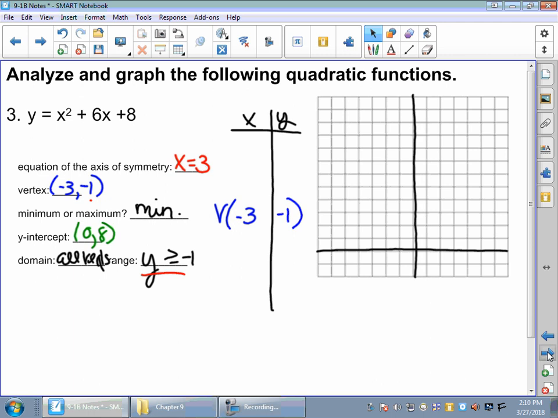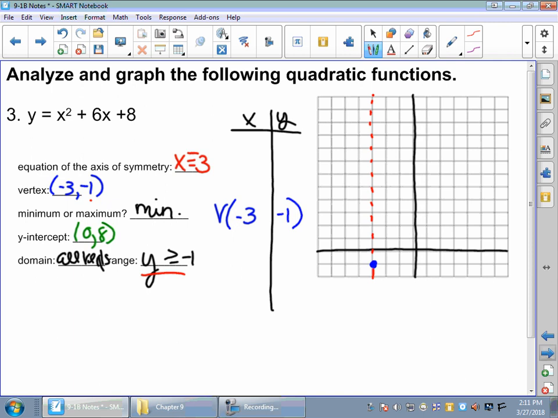Oh, I think I made a mistake there. Oh, yeah, this should be negative. My axis of symmetry should be x equals -3. If I get that wrong, everything will be wrong. And I know my vertex has to lay on there, which it does. (-3, -1) is right here.